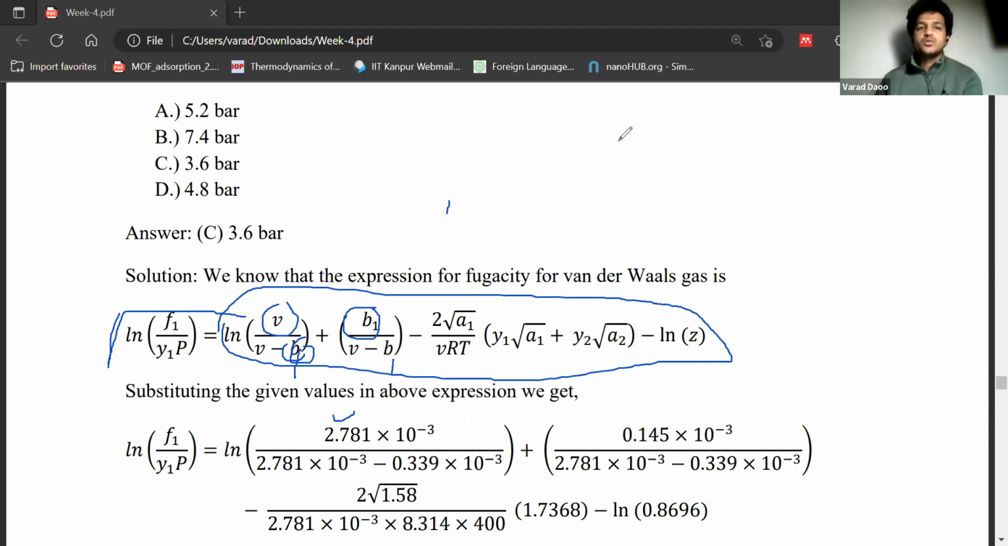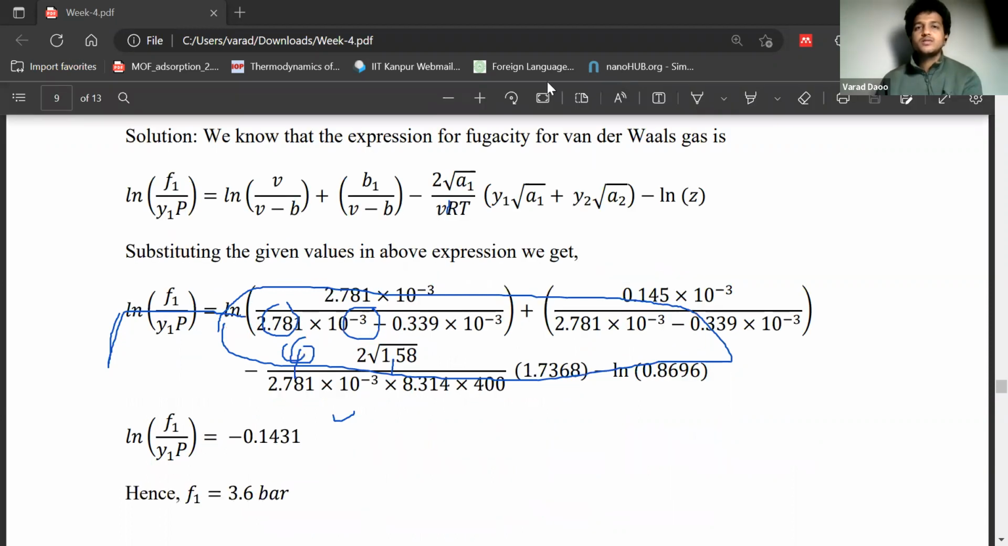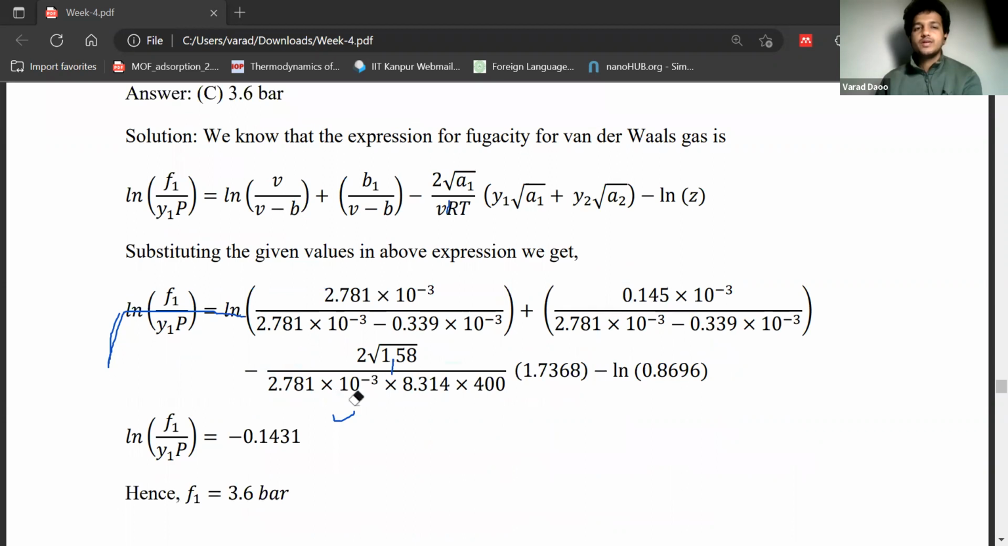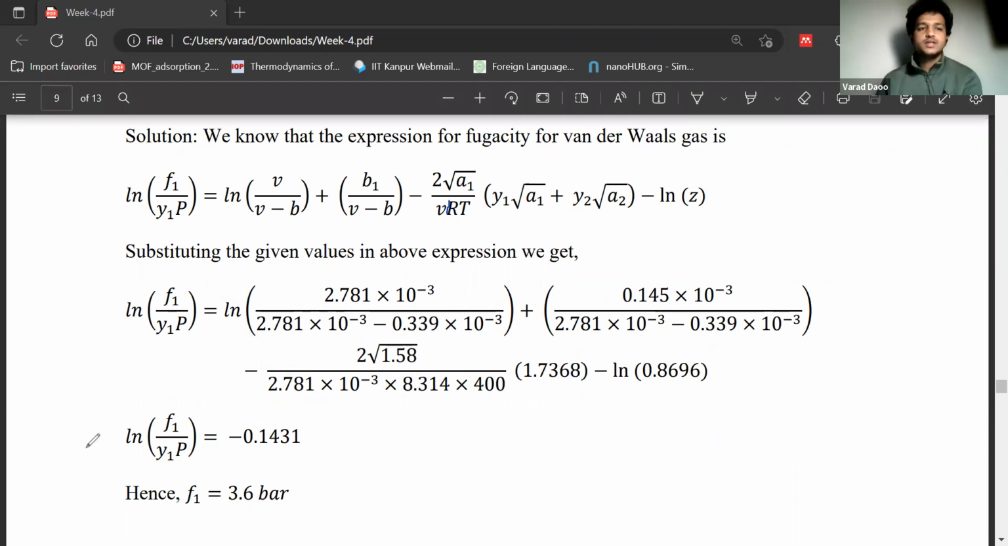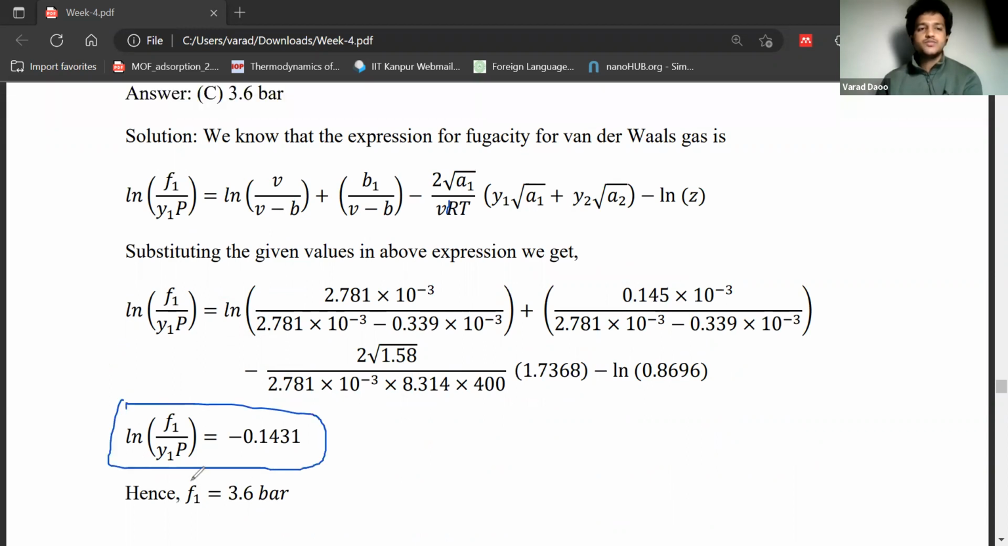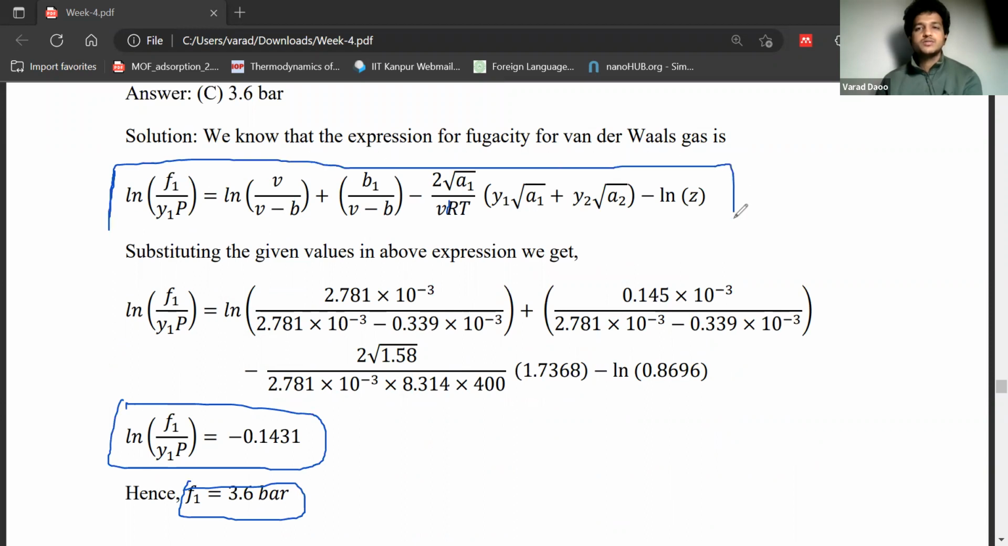You just put in the known values, and then you'll be able to get the fugacity. The expression is this, and fugacity is this. What is important for you to get is this expression, right?